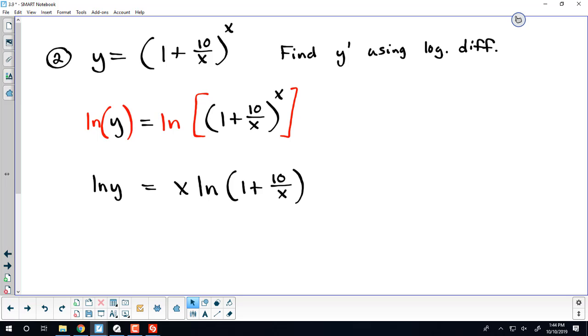Oh, because when you take the derivative of 1, that's 0. Yeah. 1 over 1 plus 0, which is then 1. The derivative on the top is 0. So okay, it'd be 10 times 1, basically, on top. And then we still have the 1 plus 10 over x on the bottom, right?